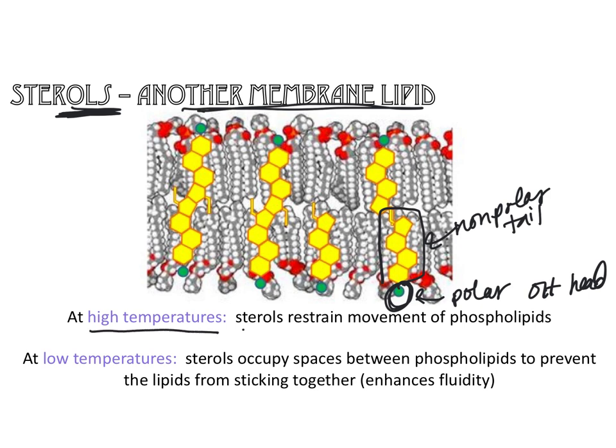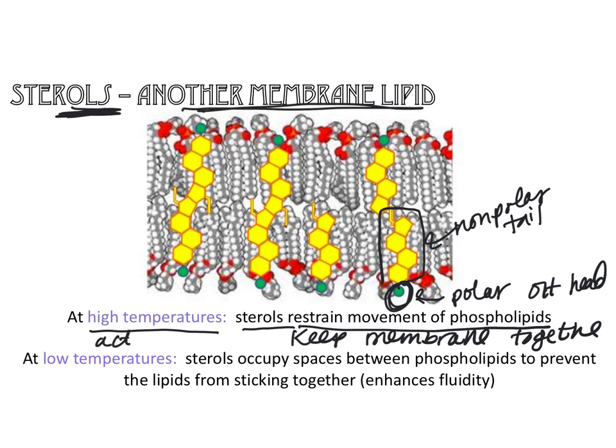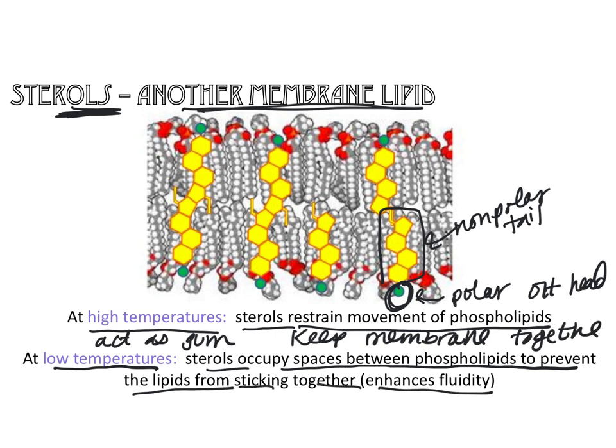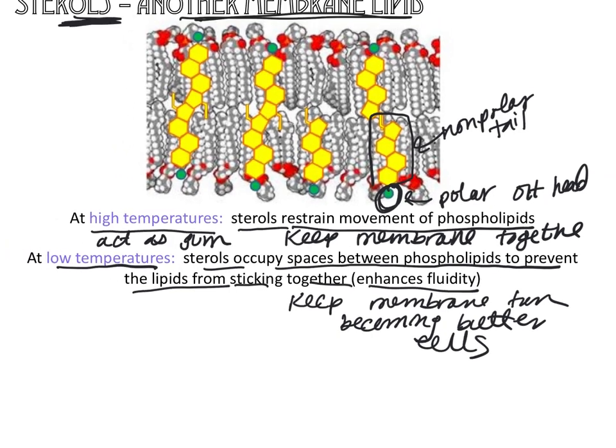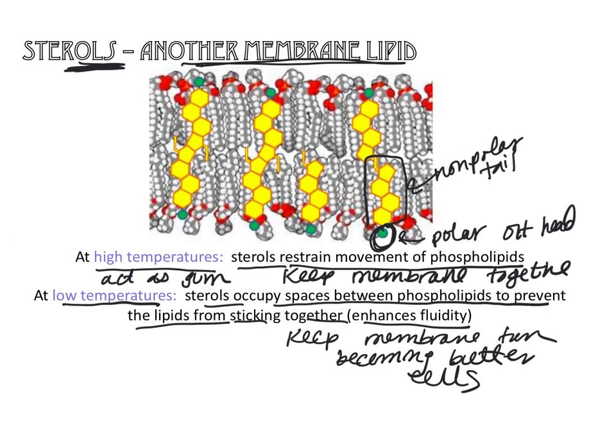So at high temperatures, the sterols restrain the movement of the phospholipids. They basically keep the membrane together. They keep the membrane from becoming so fluid and so liquidy that it disperses out. So they kind of act as gum to keep the membrane stuck together. At lower temperatures, the sterols occupy the spaces between the phospholipids to prevent them from sticking to each other. So it enhances the fluidity. It keeps the membrane from becoming butter-solid at low temperatures. That's the sterols.